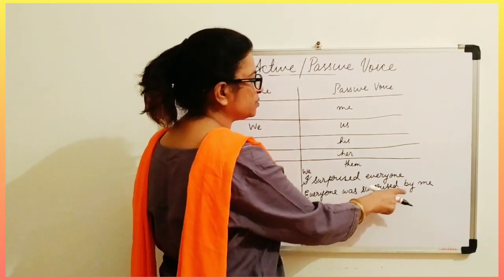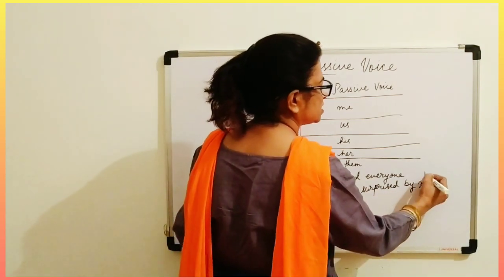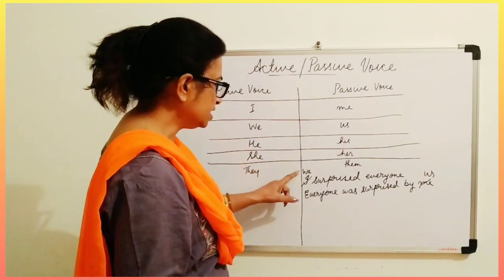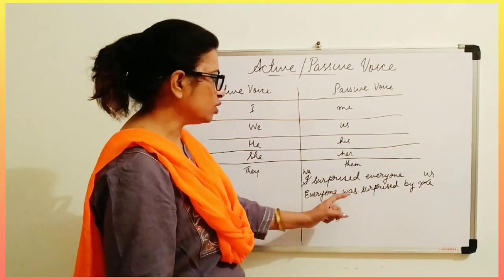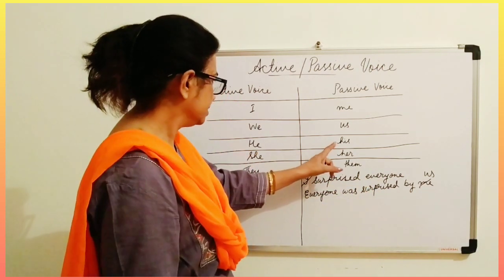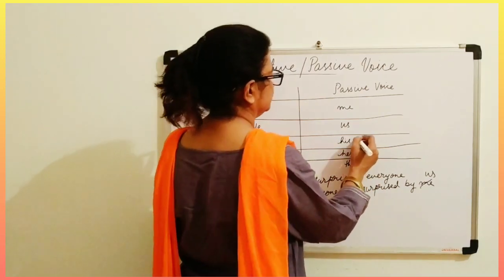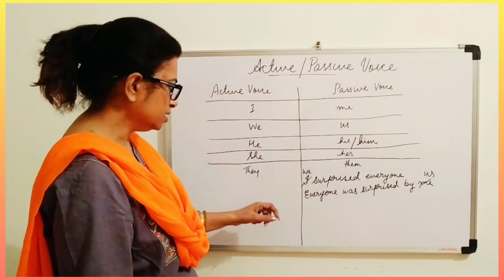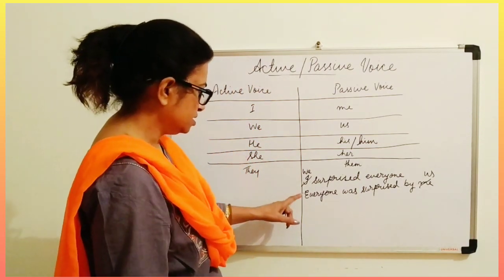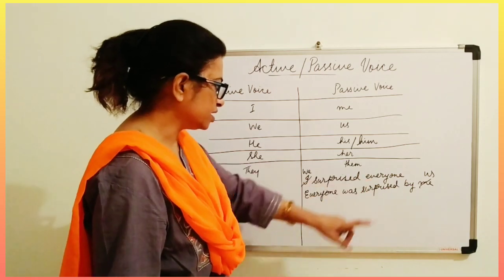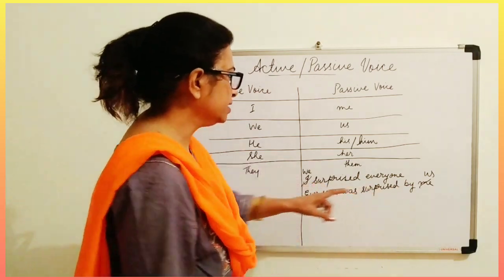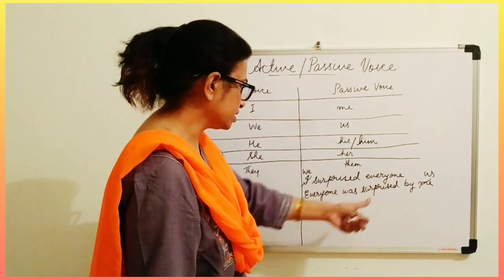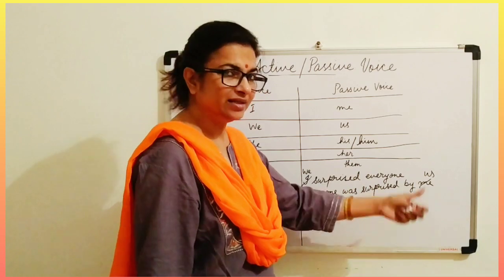Everyone was surprised by us. Isn't it? If we write he surprised everyone, everyone was surprised by him. Here we will be changing. Then she surprised everyone. Everyone was surprised by her. They surprised everyone. Everyone was surprised by them.